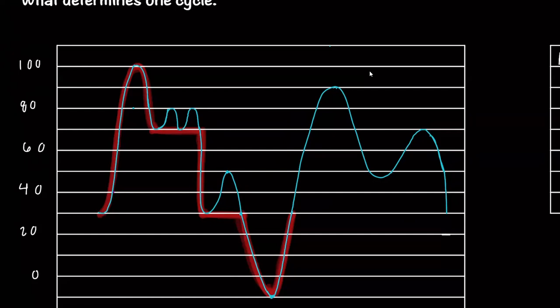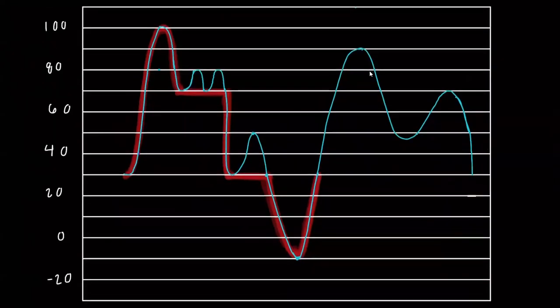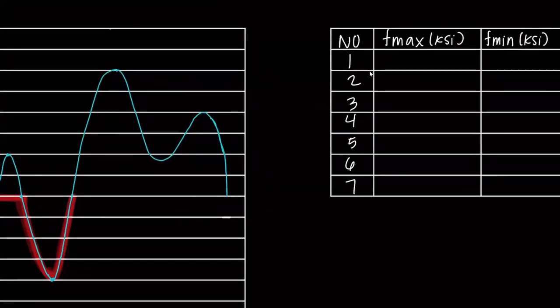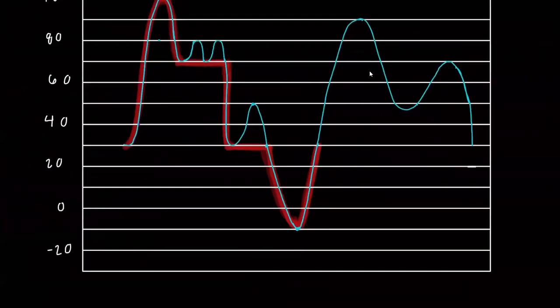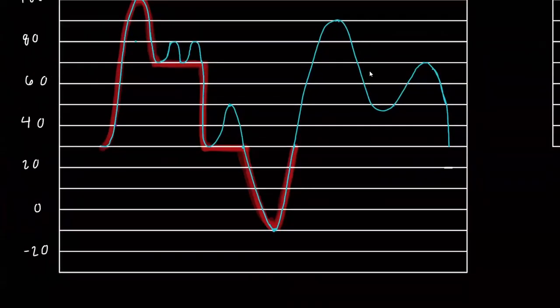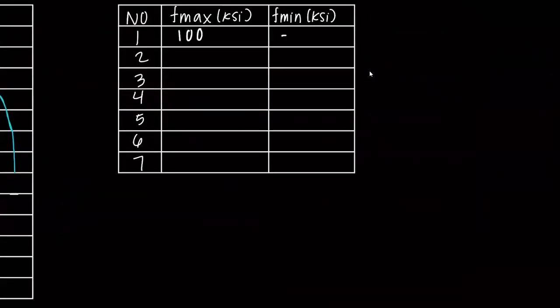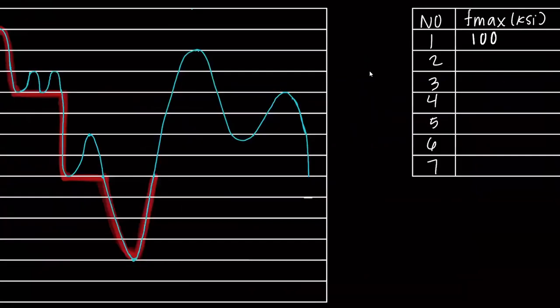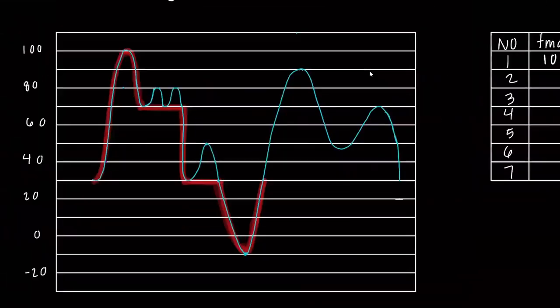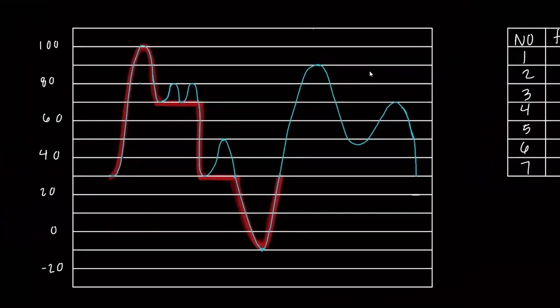Our max point appears to be 100 KSI, so let's write that down for our F max. And our F min appears to be -10, so we can write that for F min. And that is our first cycle. So let us continue and try to find the next one.